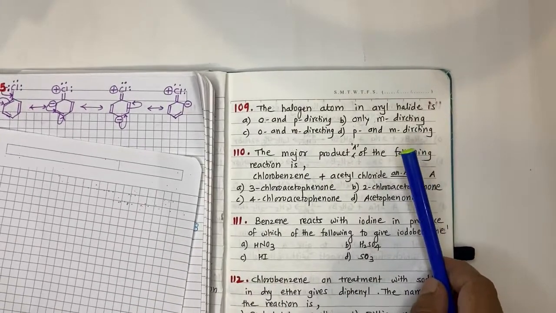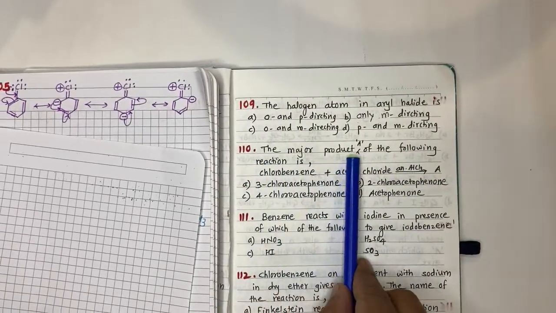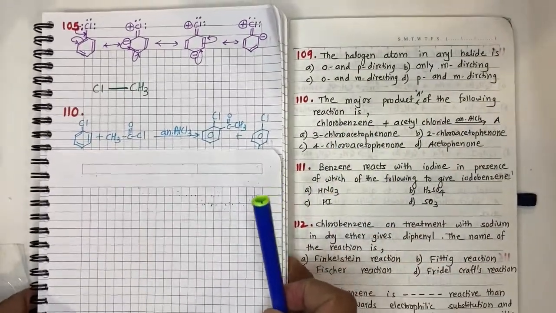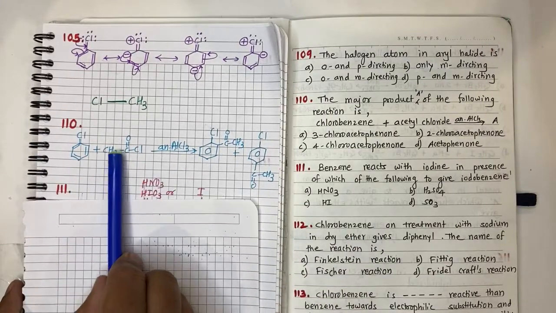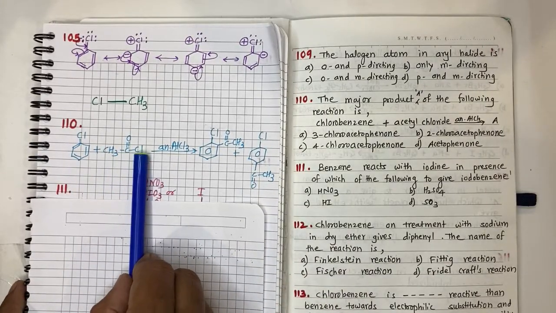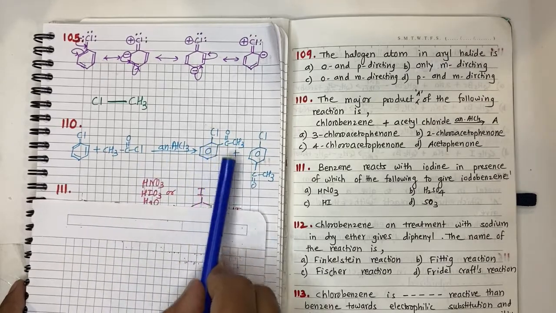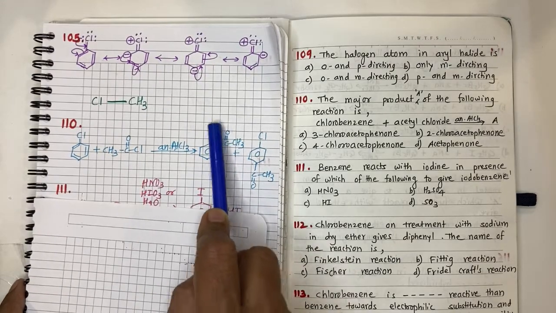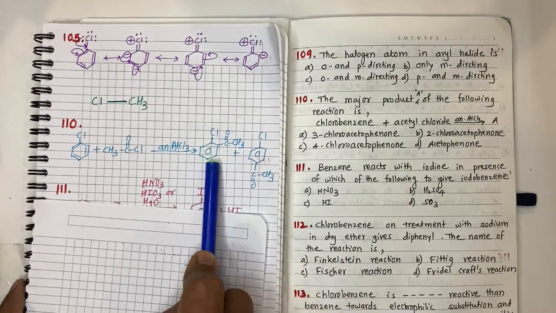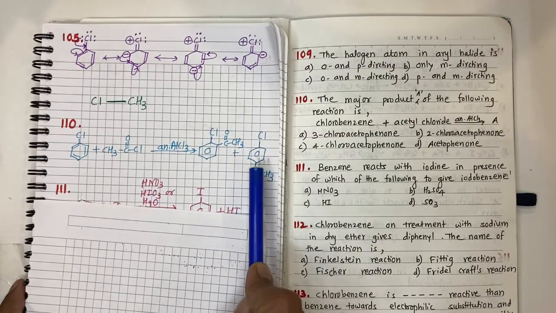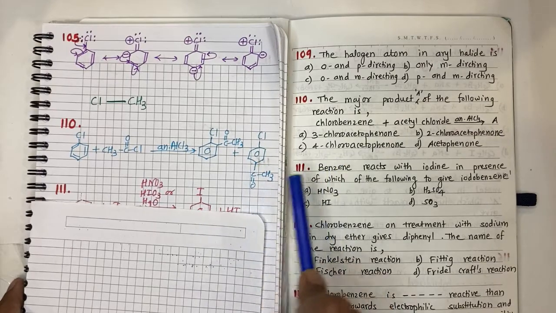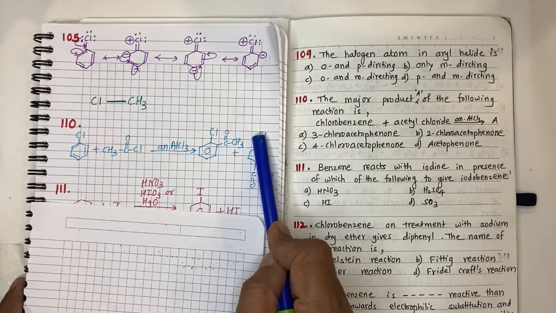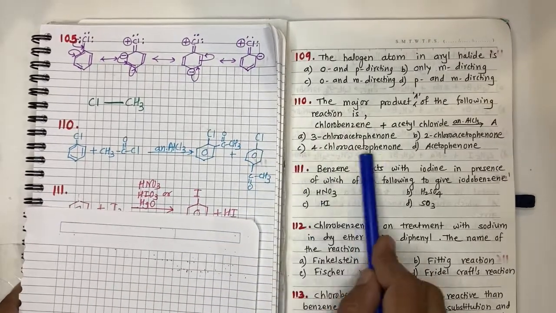Next. The major product A of the following reaction is: chlorobenzene plus acetyl chloride. See this one. This is Friedel-Crafts acetylation at the ortho and para places. But here the crowding due to the bulky group is called steric hindrance. This is less stable compared to this one. This is more stable, therefore this is the major product. Therefore, para-chloroacetophenone, or 4-chloroacetophenone. Therefore, the answer is this one.